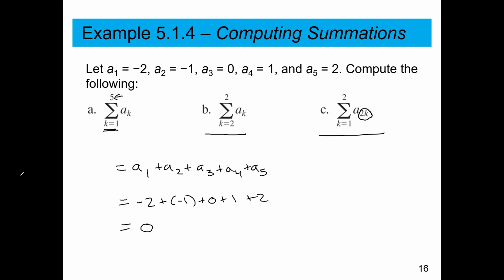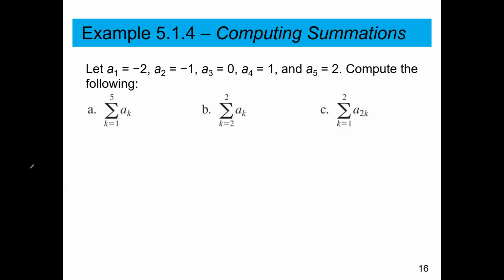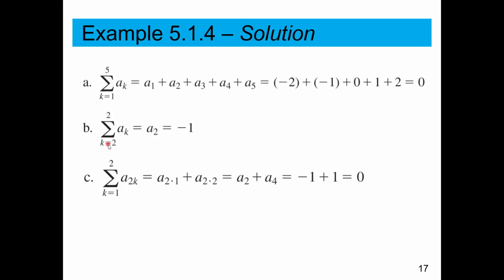All right, so hopefully you did that. And let's talk about what they are. So the second one, it starts at 2 and goes to 2, which is only the A sub 2 term, which is negative 1. That was easy. I didn't have to really add anything. So if the lower limit and the upper limit are the same, it's really just one single value. If they're different, then obviously you're going to have to add something.